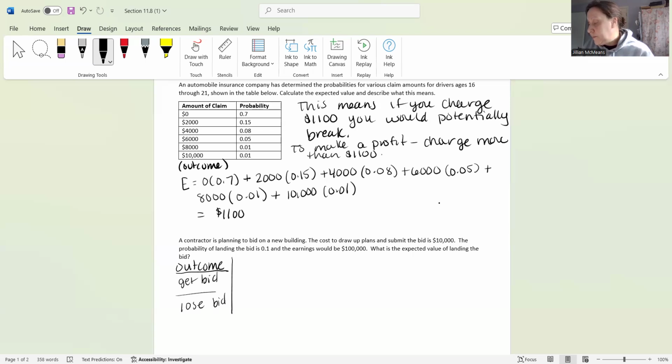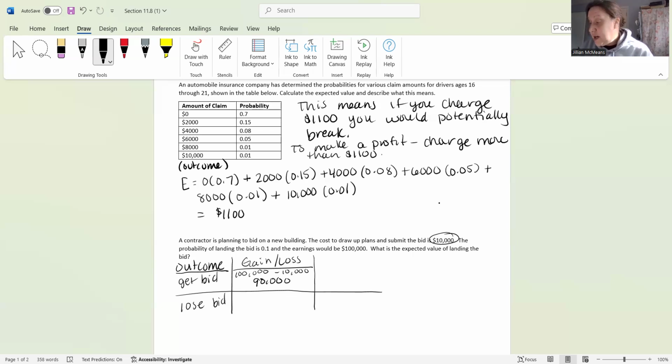All right. But now each of these outcomes has an associated gain or loss. Okay. Now we know that if you get the bid, you would earn $100,000. But remember, you had to pay $10,000 right here just to draw up plans and submit your bid. So if you had the potential earnings of $100,000, but you paid $10,000 to kind of play the game, your gain would be $90,000. Okay, that's assuming you get the bid.